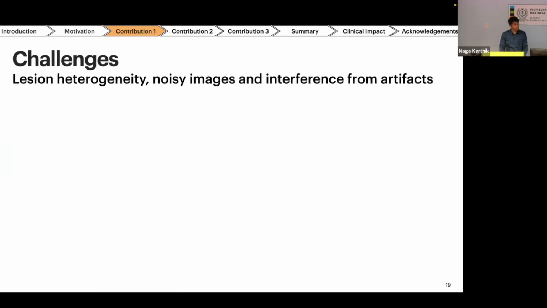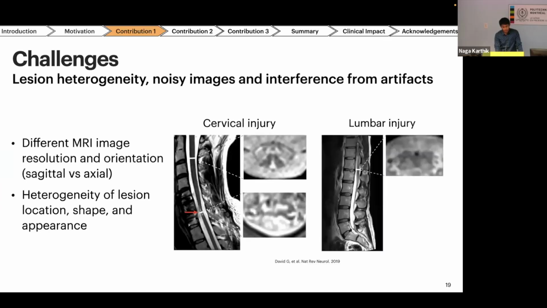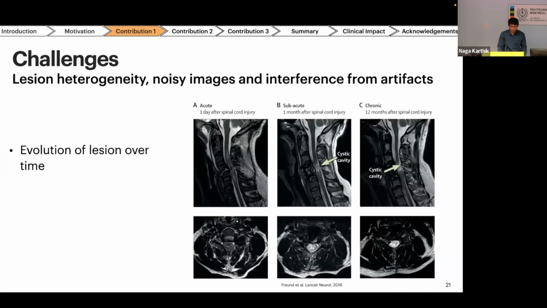But it does not come without its challenges. Typically, the images are noisy, and it is very hard to properly locate the lesion on the spinal cord. There's also quite a lot of noise from metal artifacts that are implanted to support the spine after the injury. To add to that problem, the appearance of the lesion also evolves over time. This is an example of how the lesion has progressed from slightly bright to more bright, in clinical terms getting more hyperintense as we go from the day of injury. So that is an example of a chronic lesion.